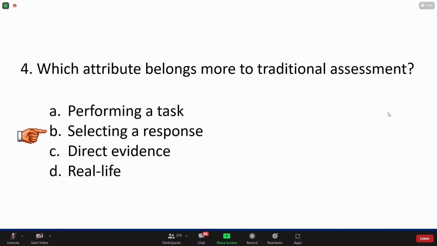Tandaan, kapag traditional, di ba, dito pumapasok yung paper and pen test. Objective type of tests. So that's why it is selecting a response. Nakukuha po ba? May nagsagot B or A. Sa LET, hindi po pwedeng B or A. It's only one answer. Okay? Sige, next, number 5.